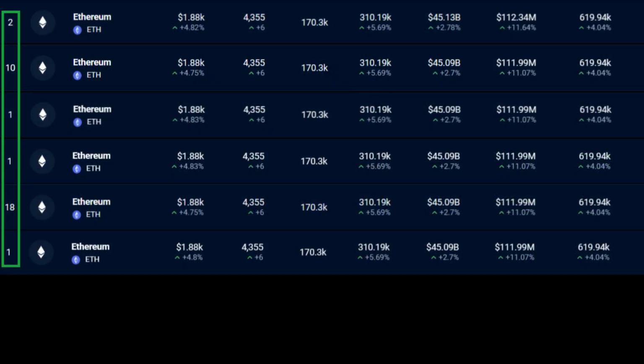Some metrics you could look at include unique active wallets, daily average transactions, and fee. Here is how demand looks for Ethereum. It has the second most number of dApps or applications. It is number 10 in terms of the number of unique active wallets.